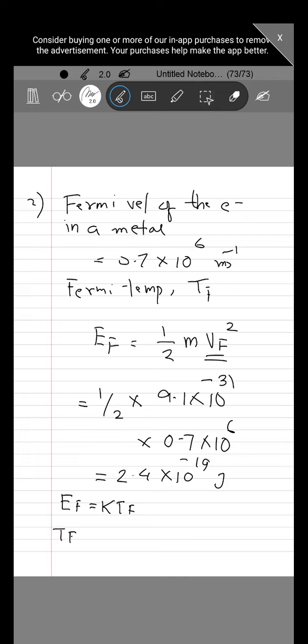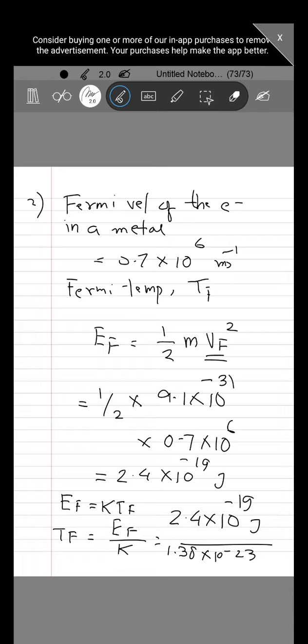And for the Fermi temperature, you know that EF is equal to k TF. So TF will be equal to EF by k, the Boltzmann constant. EF we know is 2.4 into 10 to the power minus 19 joules, and the value of k is 1.38 into 10 to the power minus 23 joules per Kelvin. So ultimately we get the value of TF as 1.73 into 10 to the power 4 Kelvin.